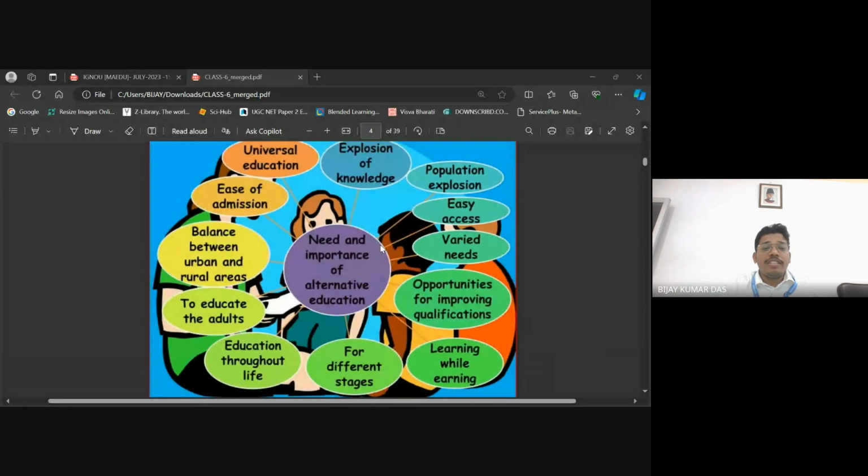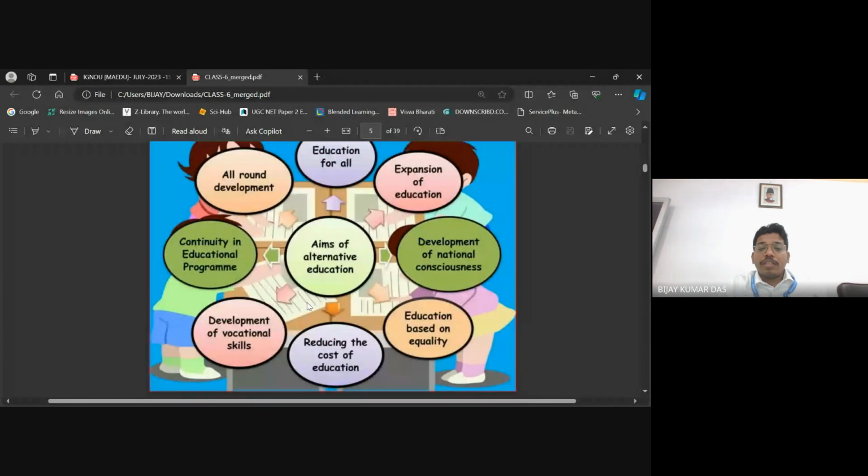And the final thing is that it is universal education, education for all without any kind of discrimination, any kind of barrier, health status, economic status, culture, religion, caste, creed, sex, gender, place of birth, or any kind of difference is not noted here. Fine. So these are very important and needful things for alternative education, right?